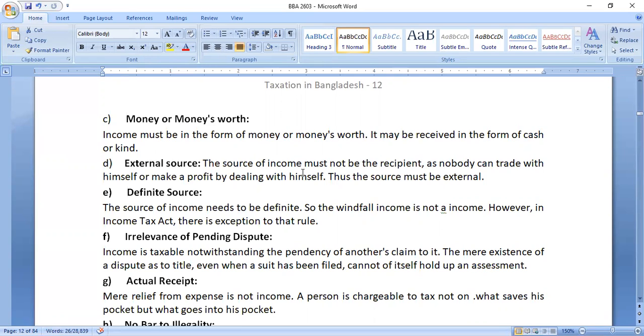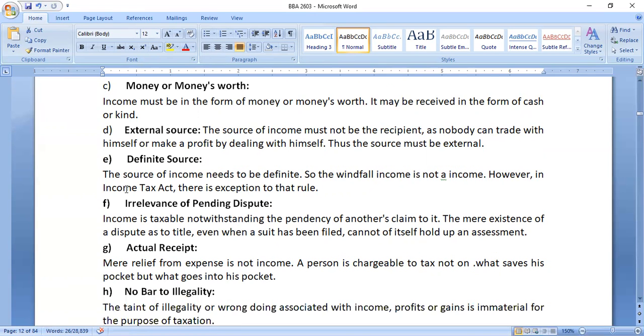You see, the source of income must not be the recipient, as nobody can trade with himself or make a profit by dealing with himself. Thus, the source must be external. Number E, definite source. The source of income needs to be definite. So a windfall is not income. However, in the Income Tax Act, there is an exception to that rule.